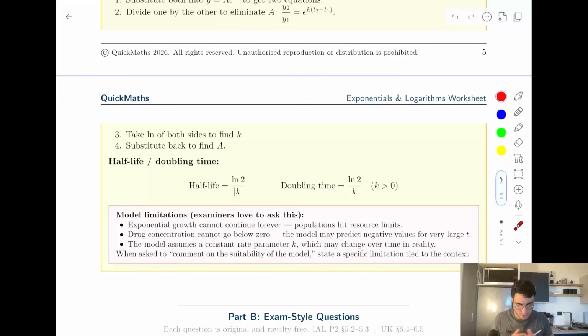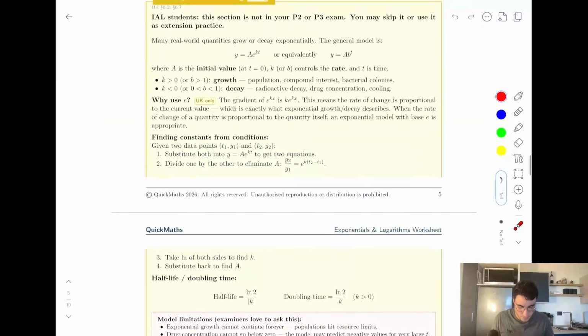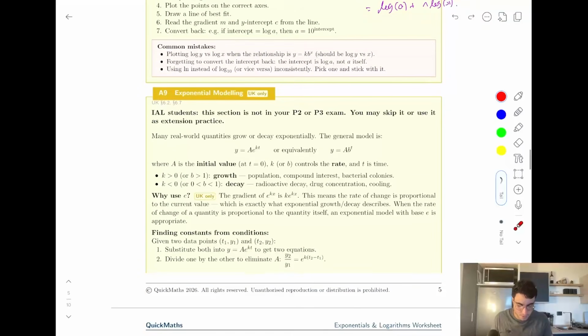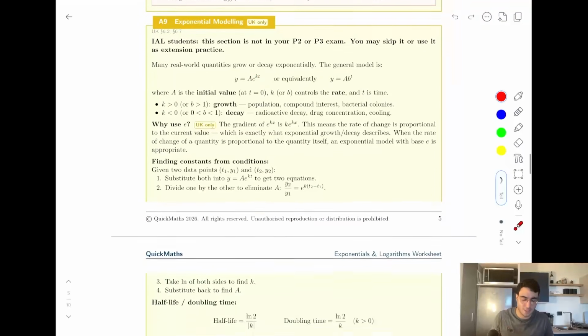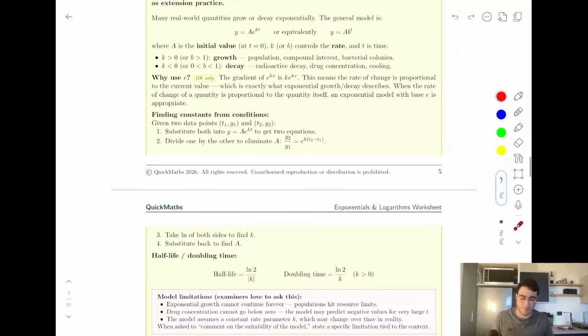Okay, and when it comes to negative values, for instance, drug concentration, that concentration cannot go below 0. Okay, so your model might be spewing out negative values even though your t is increasing. Okay, and obviously a constant rate parameter k. Well, k is a constant. This parameter may change over time in reality, right? It's not always going to be guaranteed that it's going to be there.